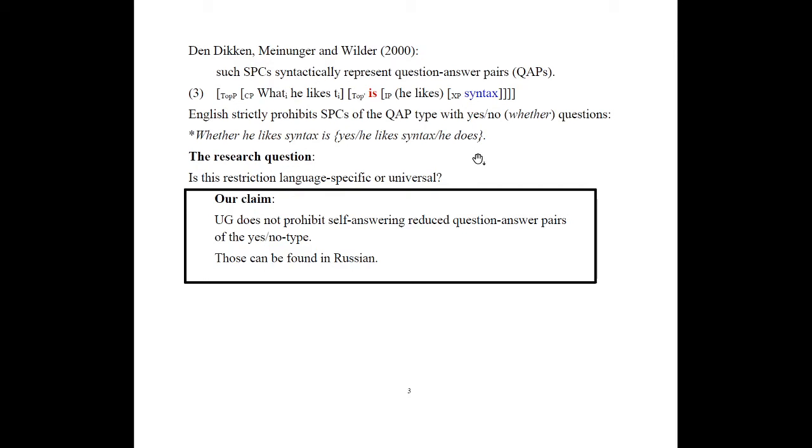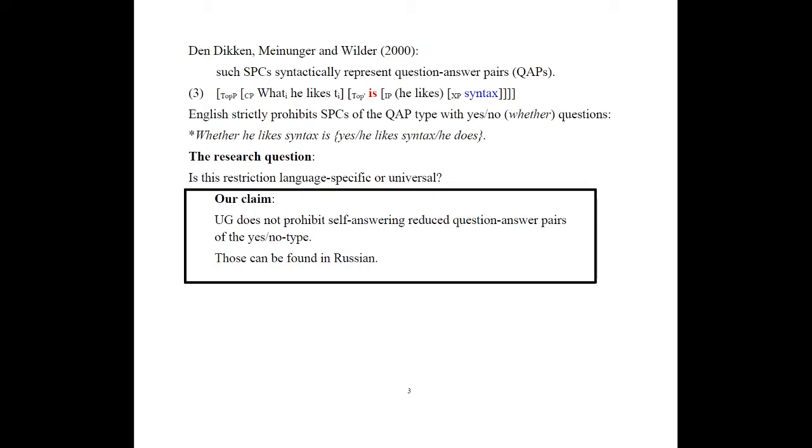If we take a look at English data more closely, we will notice that English strictly prohibits SPCs of the question-answer pair type with yes, no, or whether questions. So if I want to say whether he likes syntax is yes, or whether he likes syntax is he does, all of these sentences are ungrammatical. And so we ask the following question. Is this restriction language specific, or is it rather universal? And our claim is that universal grammar does not prohibit self-answering reduced question-answer pairs of the yes-no type.